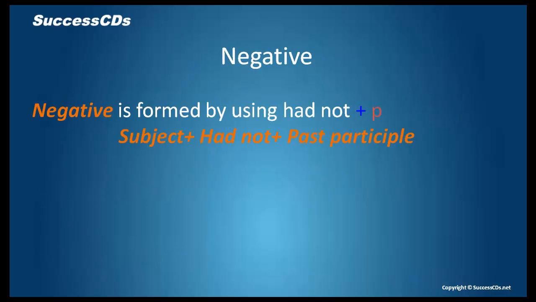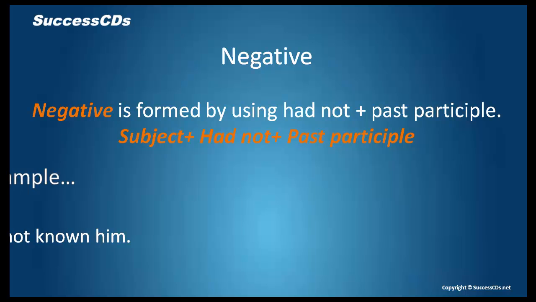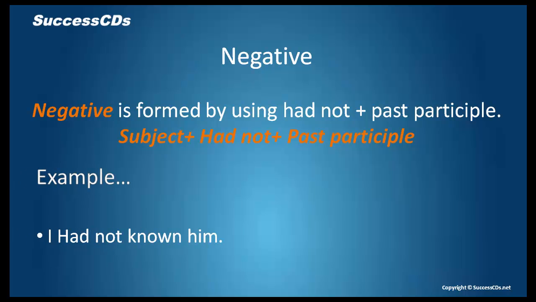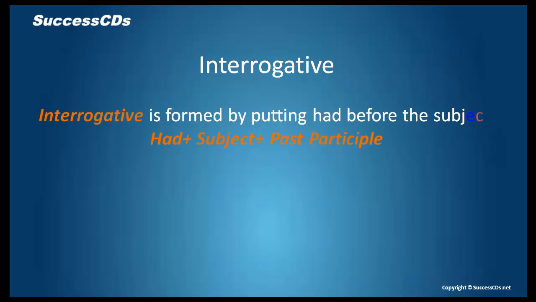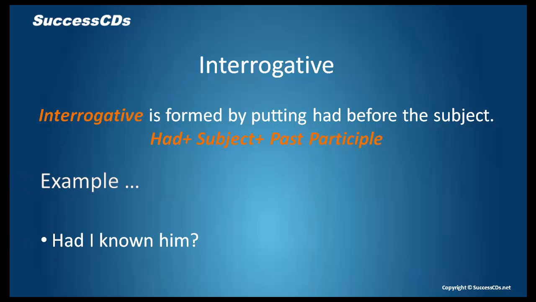Negative is formed by using had not plus past participle. Subject plus had not plus third form of the verb or past participle. Example, I had not known him. Interrogative is formed by putting had before the subject. Had plus subject plus past participle. Example, had I known him?